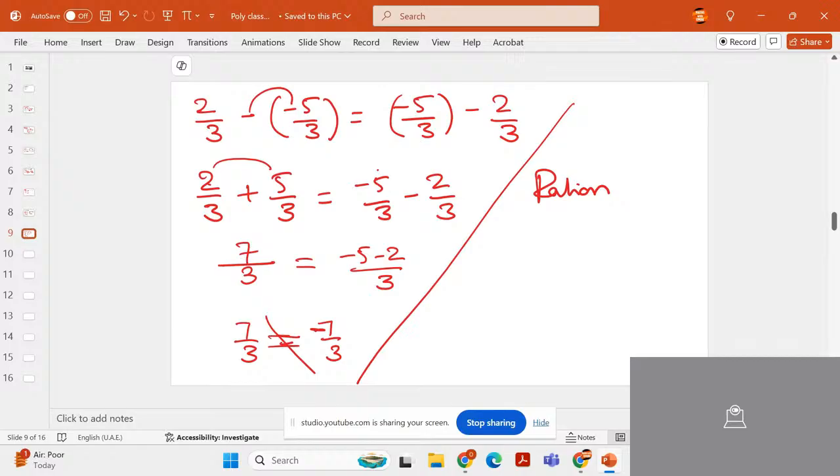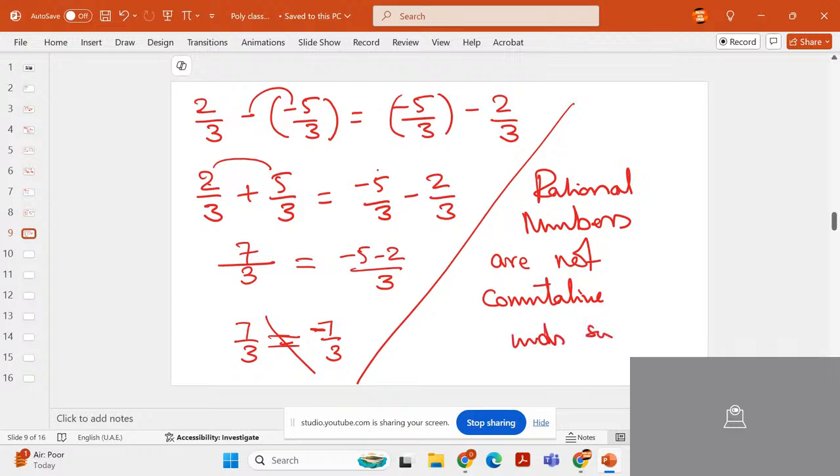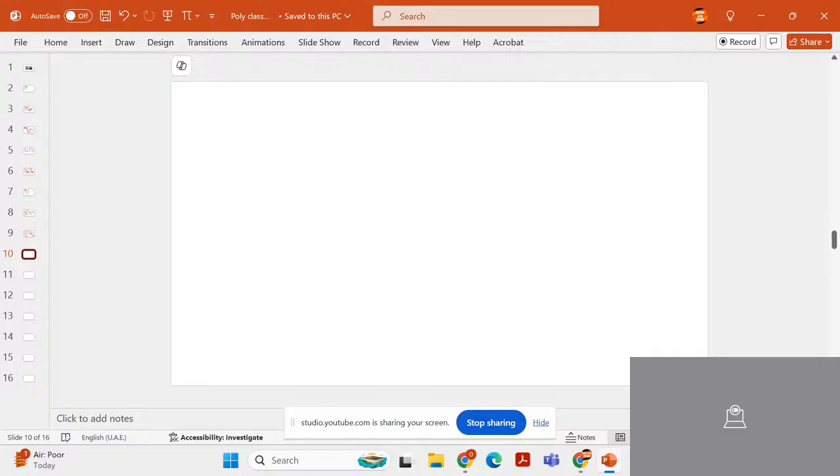So, is 7 by 3 equal to minus 7 by 3? No, it is not equal. So, therefore, what will you write? Rational numbers are not commutative under subtraction. Understood? So, in the question, what kind of questions can be asked using property?